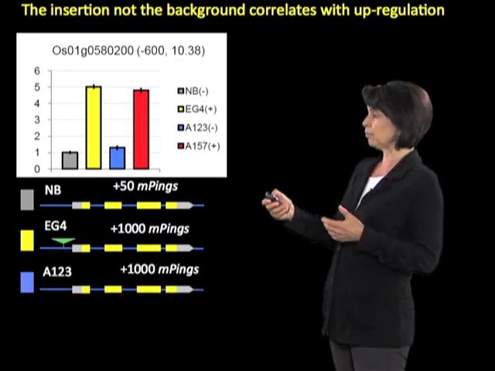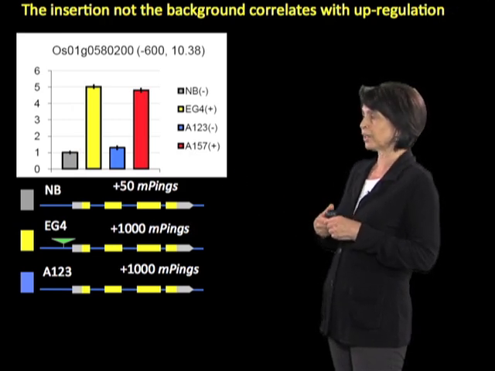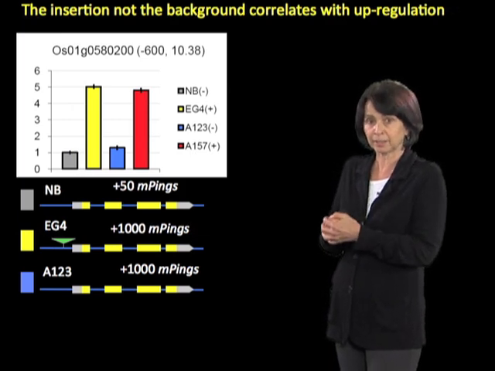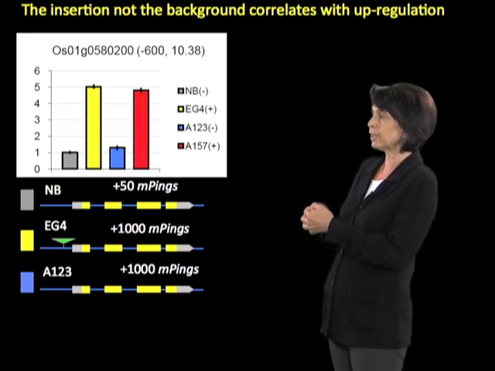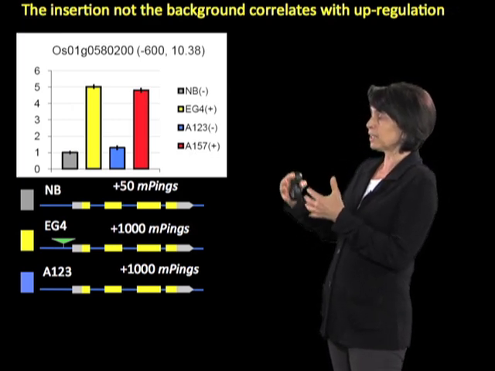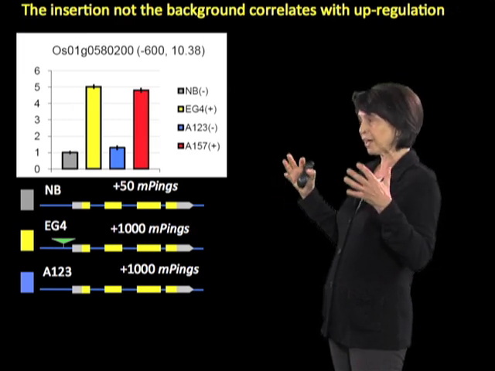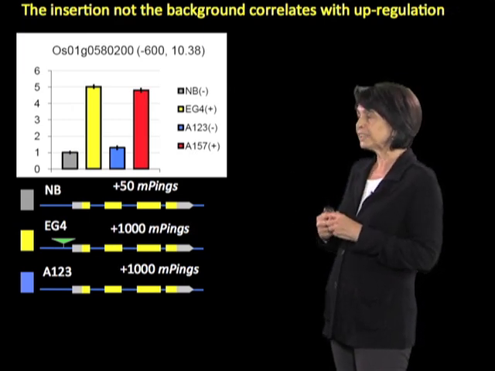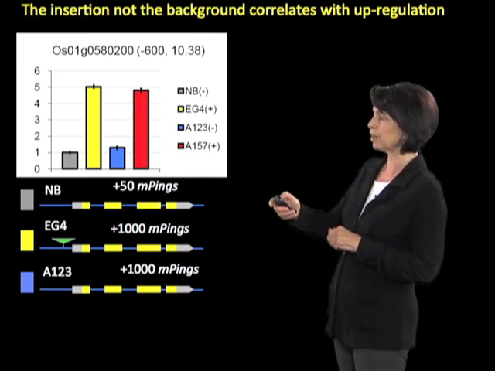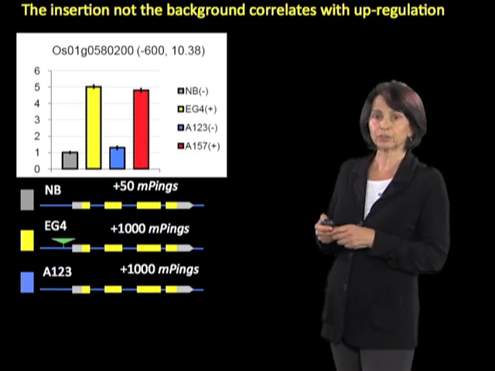Now we also have to compare the blue. The blue is the A123, which is another land race where there is no Emping in that position. So A123 has the Nippon-Bari allele, and even with the 1,000 copies of Emping in the background, we still see reduced expression of the gene. Okay, so the Nippon-Bari allele and A123 allele, we're getting about the same level of transcription.